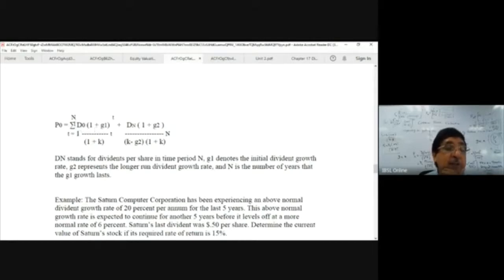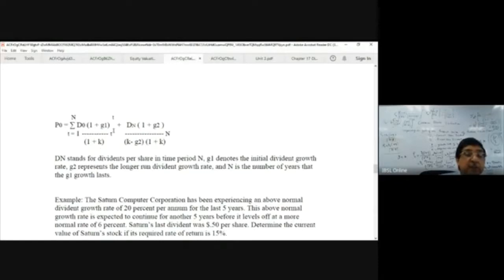So that means we can expand this: D0 into (1 plus g1) to the power 1 divided by (1 plus k) to the power 1, plus D0 into (1 plus g1) to the power 2 divided by (1 plus k) to the power 2, plus D0 into (1 plus g1) to the power 3 divided by (1 plus k) to the power 3. Now if n equals 3, it prevails that way. Then you get Dn, that is the nth year dividend, into (1 plus g2) divided by (k minus g2) into (1 plus k) to the power n. Right. I will just explain how this particular formula is derived.